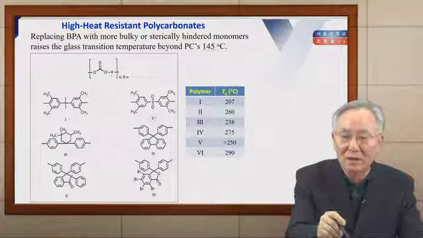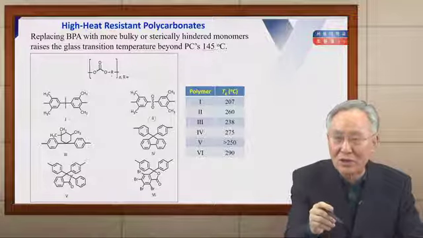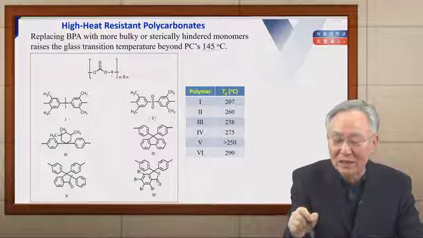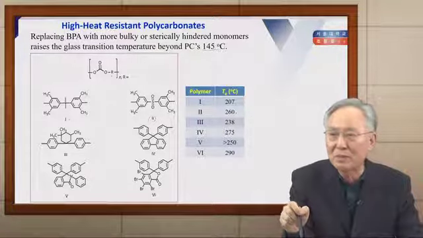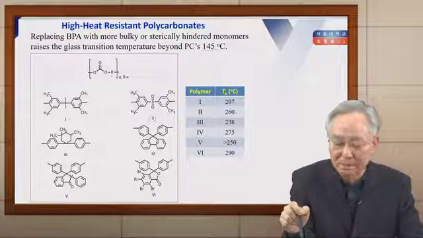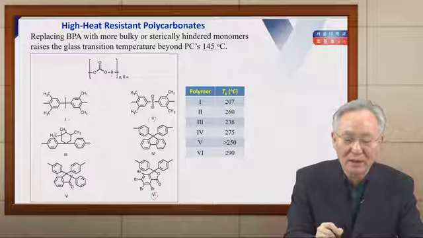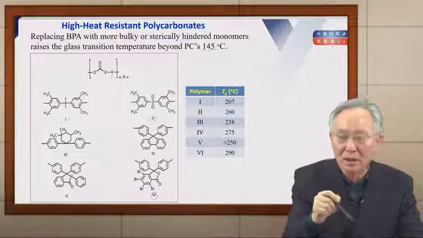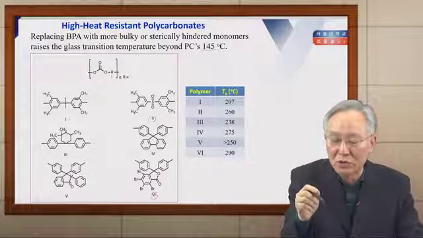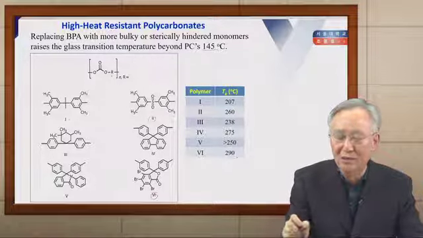This is tetramethyl bisphenol S. And then the glass transition temperature of the PC is 260 degrees centigrade, which is much higher than BPA-based polycarbonate. And particularly now, when this monomer replaces R, the carbonate shows a very high glass transition temperature of 290 degrees centigrade.